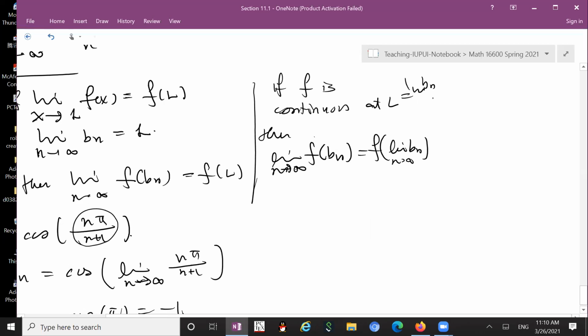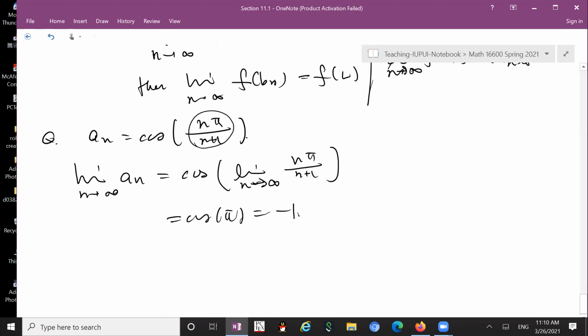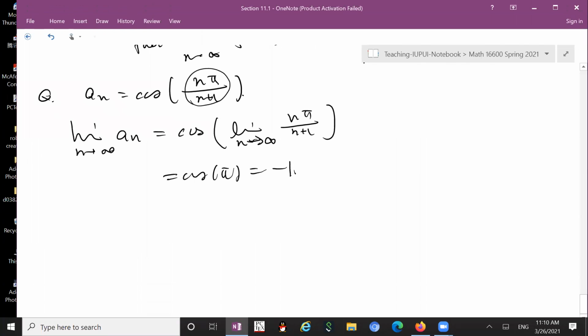If Bn has a limit, which is L, and f is continuous at L, then you just switch. You just plug the limit of Bn for x into f, then you get the limit of f of Bn. Okay, so just like what we did.